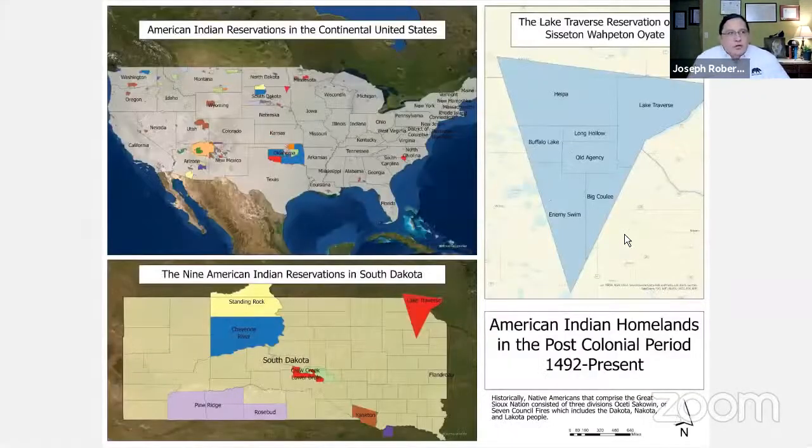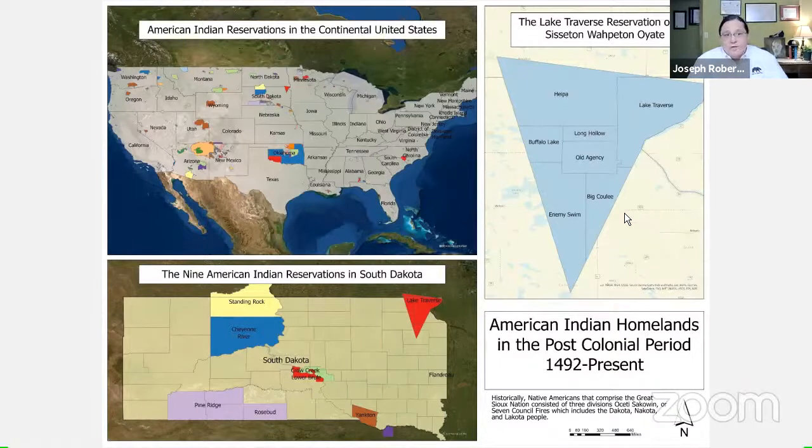I also wanted to just show where I live, and up in the upper left, of course, is the American Indian reservations as they are now. And down in the left corner here, we've got the 9 Indian reservations in South Dakota. And my reservation is the Lake Traverse Reservation up here. And this is a picture of the Lake Traverse Reservation where my people call home, the Sisseton Wahpeton Oyate.